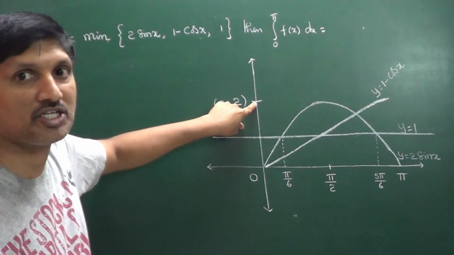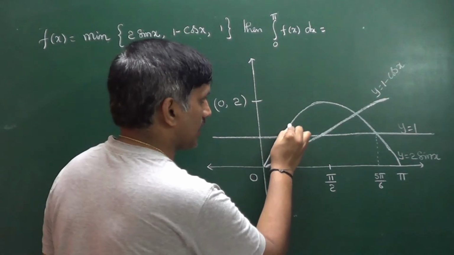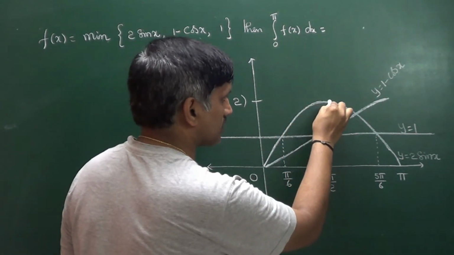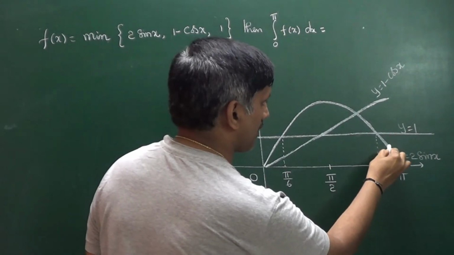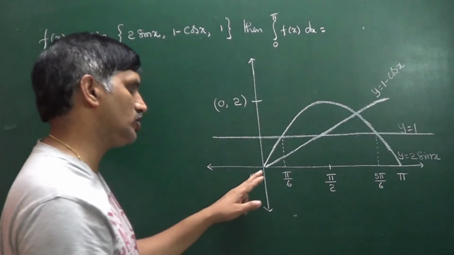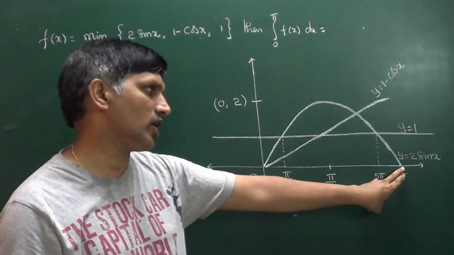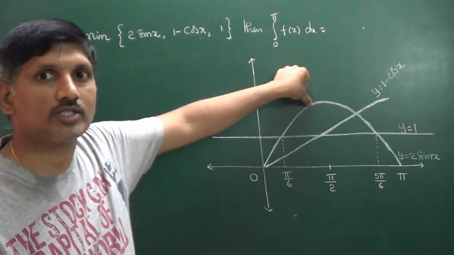Maximum value you will get is 2. So this is the graph of y is equal to sin x, which takes maximum value 2 when x is equal to pi by 2. At the same time, when x is equal to 0, you will get 0. When x is equal to pi also, you will get 0. This is the graph of y is equal to 2 sin x.